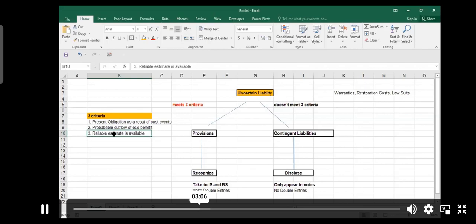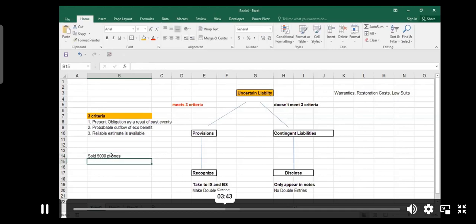Reliable estimate. For example, if Mehran and I work in the same company, and Mehran is preparing financial statements on 31st of December. Mehran comes in and says, sir, do we need to create a provision? Provision means kind of reserve. Do we need to create a provision for warranty? And I will say, of course, we need to create provision. And I will ask, Mehran, how many telephones we sold last year? So Mehran said, sir, we sold 5,000 phones.